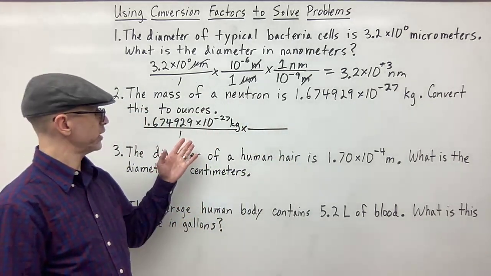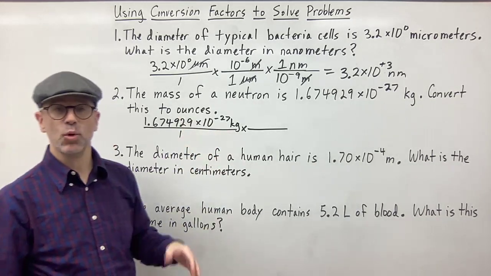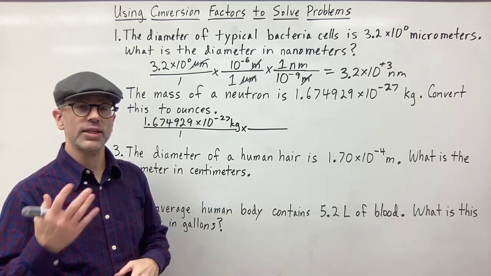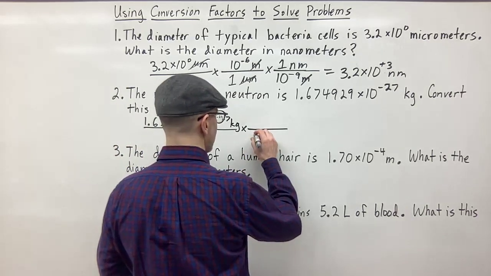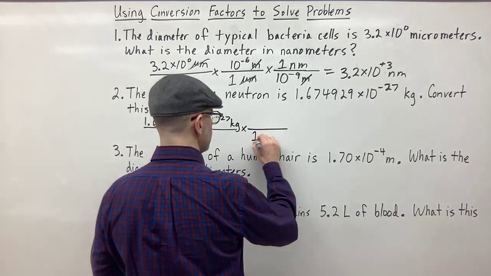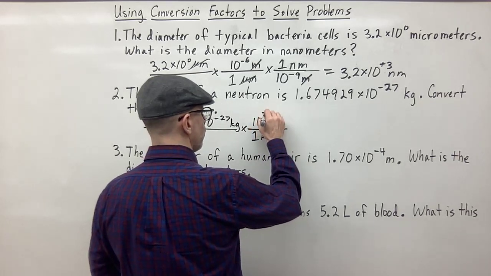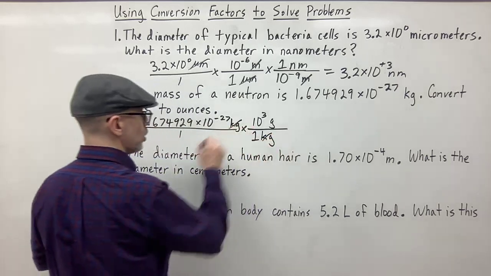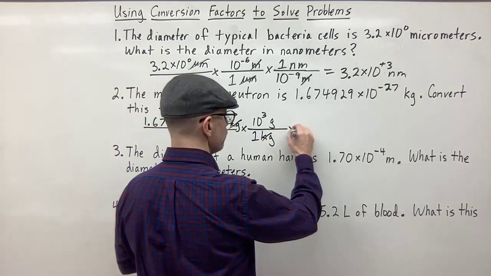Okay, we're now going to convert kilograms to grams. Well, what does kilo mean? It means 1,000 or 10 to the third. So 1 kilogram is 1,000 grams. So 1 kilogram goes on the bottom, and 10 to the third, or 1,000 grams, goes on top. So we cancel the kilograms.